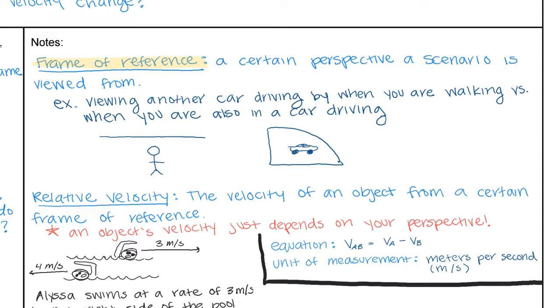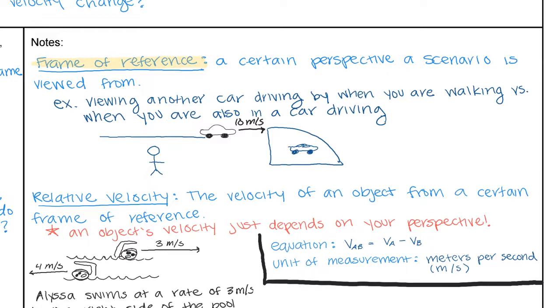So for example, a frame of reference could be, say you're standing on the side of the road and you see this car zooming past you at a really, really fast speed. And you're like, wow, they're moving so fast. And you might say from your point of view, right, you're standing right here on the side of the road, and that car looks like it's moving at like, I don't know, 10 meters per second. So that would be an example of a frame of reference there.